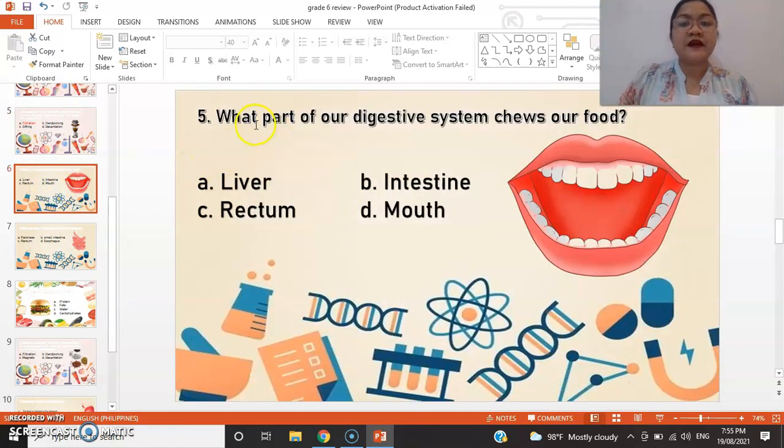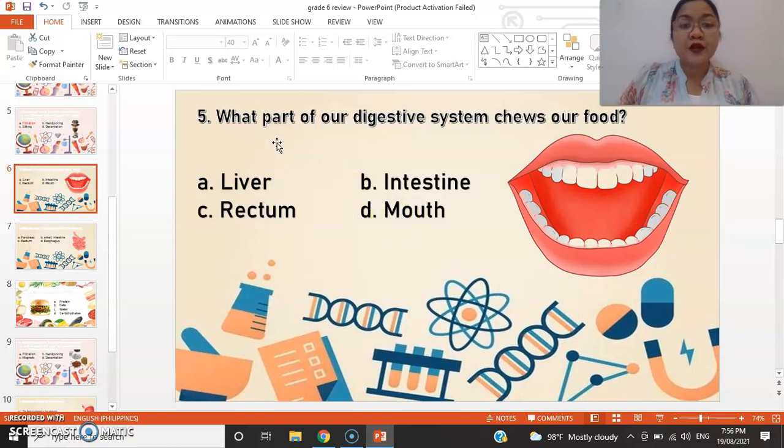Next, number 5. What part of our digestive system chews our food? Letter A, liver. Letter B, intestine. Letter C, rectum. Or letter D, mouth.